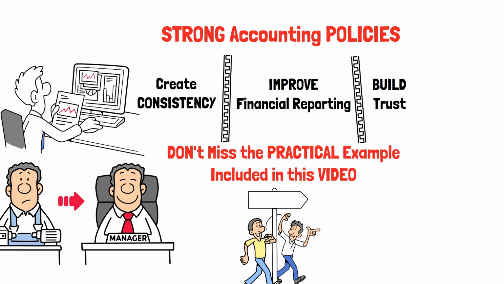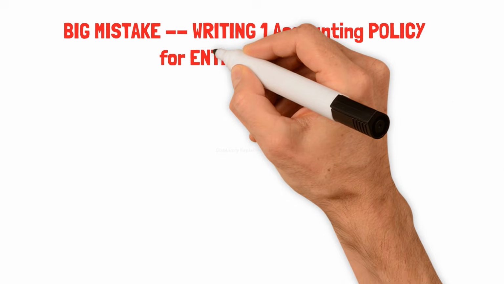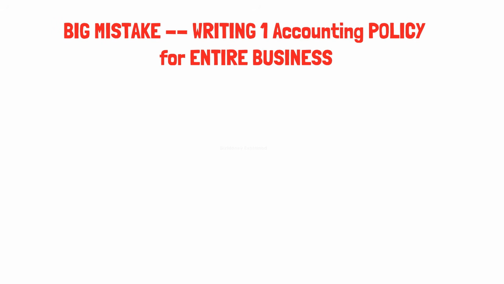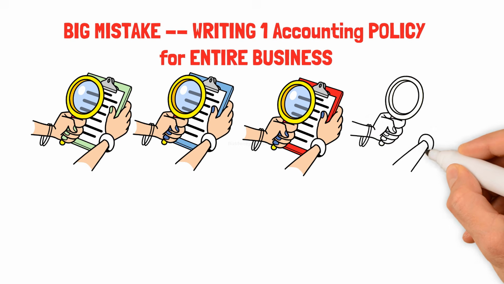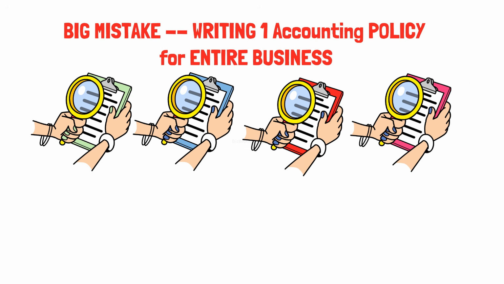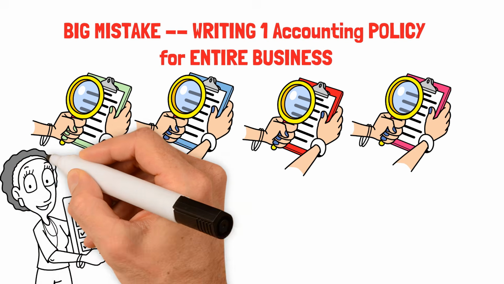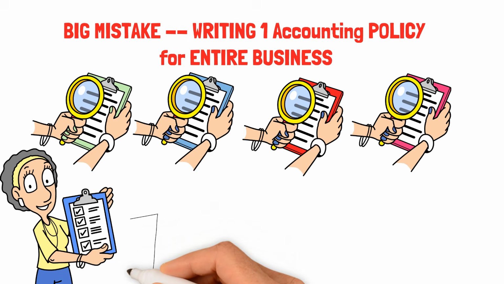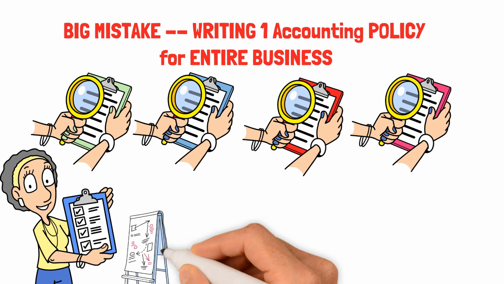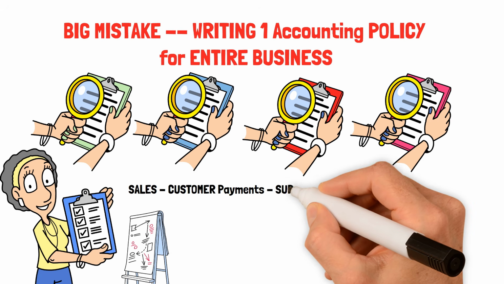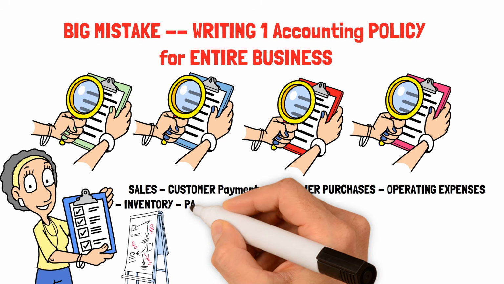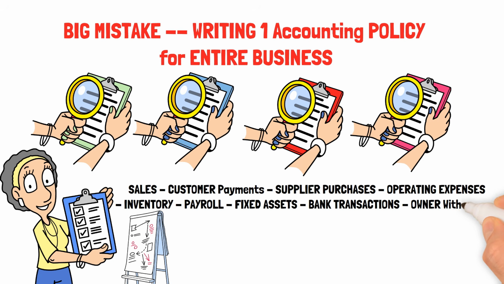The biggest mistake many business owners make is trying to write one accounting policy for the entire business. In reality, every major financial activity should have its own policy because each area has different risks and different reporting requirements. Start by listing every activity that affects your business finances. Think about everything that involves money entering or leaving the business. For most small businesses, the list includes sales, customer payments, supplier purchases, operating expenses, inventory, payroll, fixed assets, bank transactions, and owner withdrawals. Each of these areas should have clear financial rules.